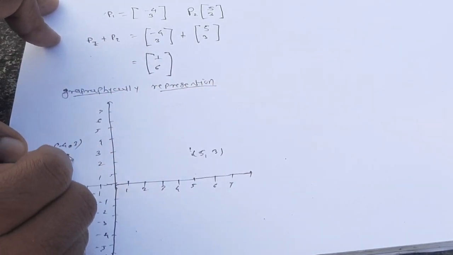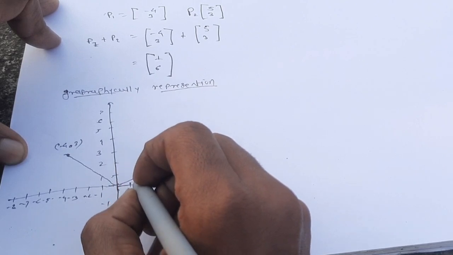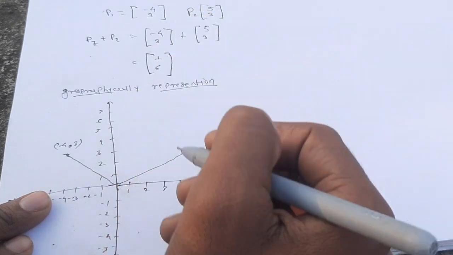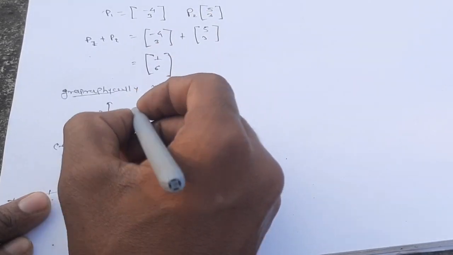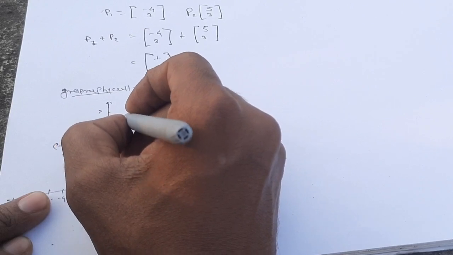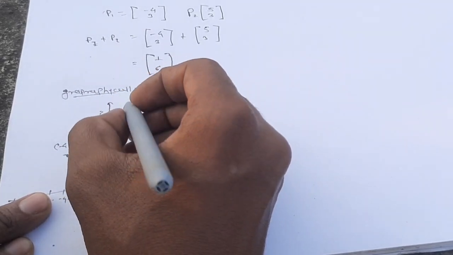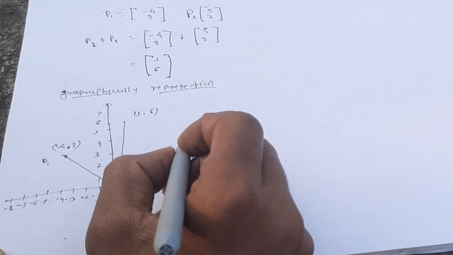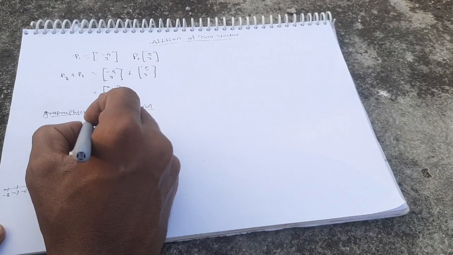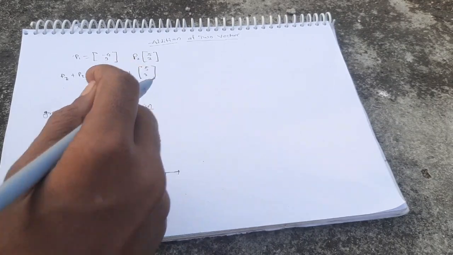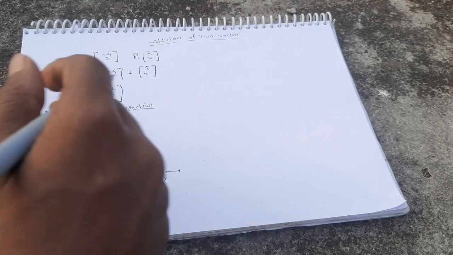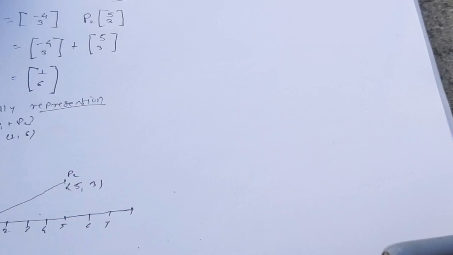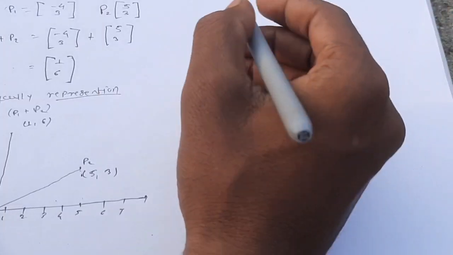Okay, from the origin, the addition of two vectors is 1 and 6, so it is at that position. That line represents the addition of vectors. This vector represents p1 and this represents the p2 vector. Similarly, this represents the addition of two vectors. So let's get into the example. This is simple. Start with the example and understand.